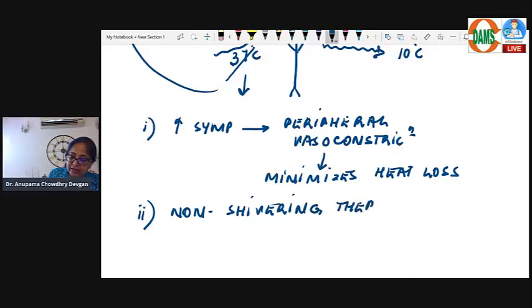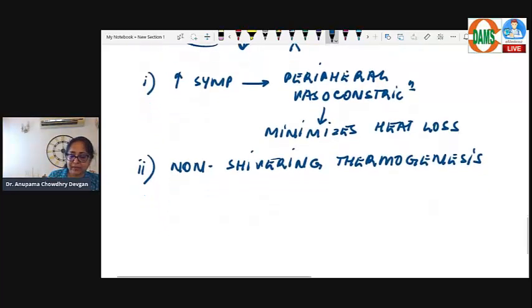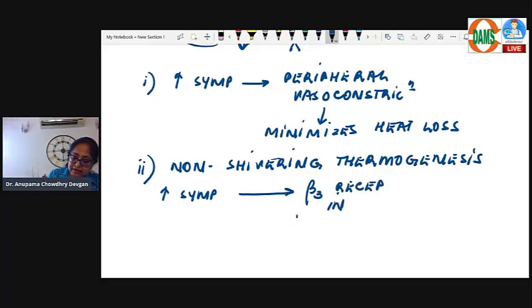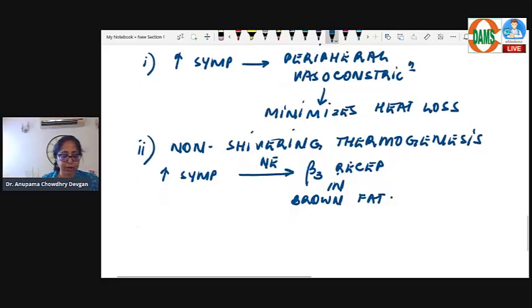Non-shivering thermogenesis. Now, what happens in non-shivering thermogenesis? Increased sympathetic discharge. There is release of norepinephrine, which acts on beta-3 receptors in brown fat.